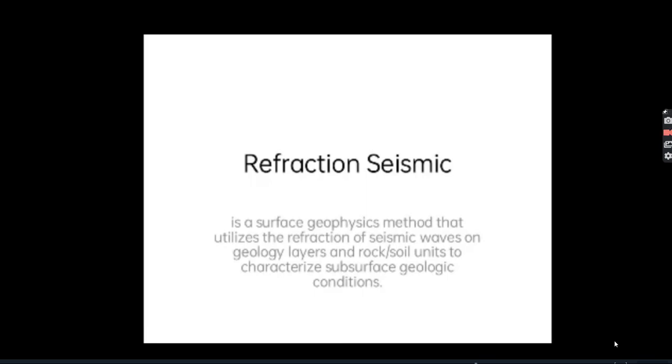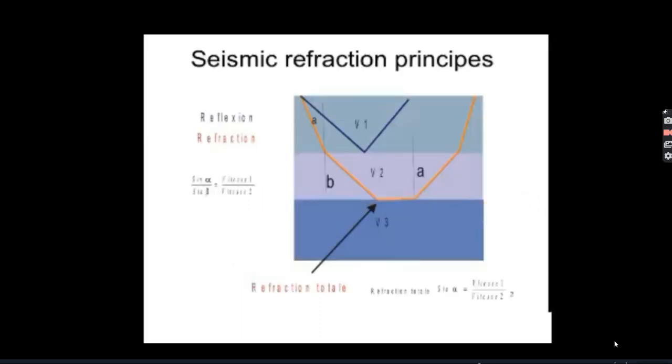Refraction seismic. Refraction seismic is a surface geophysics method that utilizes the refraction of seismic waves in geologic layers and rock or soil units to characterize subsurface geologic conditions. This is an example of the seismic refraction principle. The reflection and refraction when layer A is over layer B, velocities 1 and 2. You can see here an example graph.